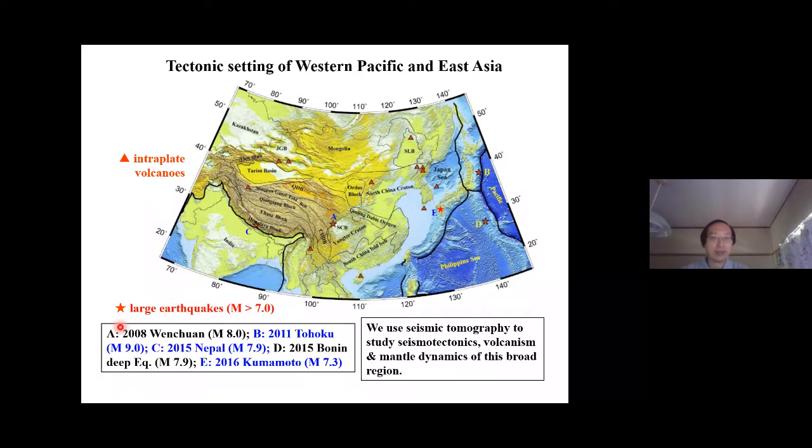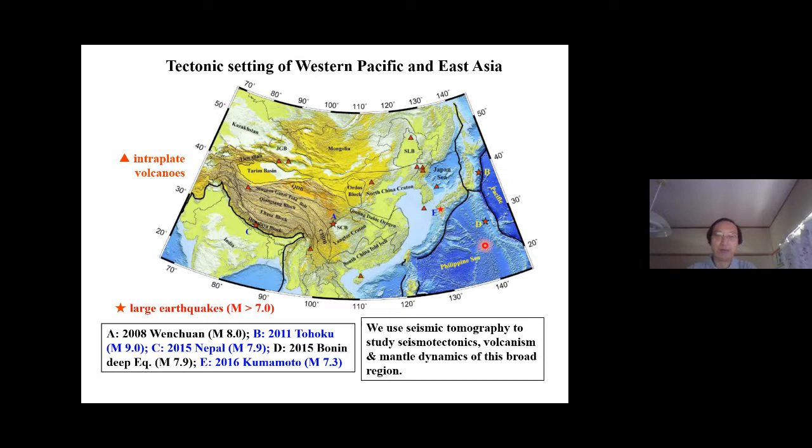For example, the 2008 Wenchuan earthquake in Sichuan Province, Southwest China, and the 2011 Tohoku earthquake of Northeast Japan, and the 2015 Nepal earthquake here, and the 2015 Bonin very deep earthquake here, which has a depth greater than 600 kilometers. And also this one represents the 2016 Kumamoto earthquake in Kyushu, southwestern Japan.